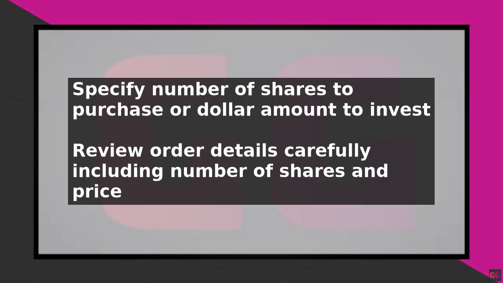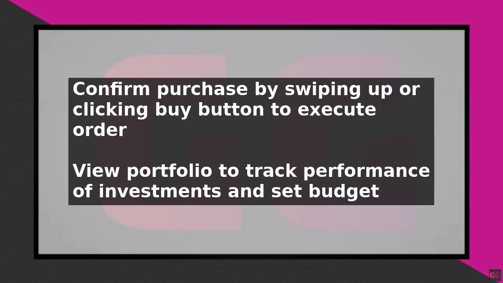This includes the number of shares, the price, and any fees associated with the transaction. Although Robinhood does not charge commission fees, there may be other fees such as regulatory fees. Once you have reviewed the order details, you can confirm your purchase by swiping up or clicking the buy button. Your order will then be executed, and the stocks will be added to your portfolio. You can view your portfolio at any time to track the performance of your investments.